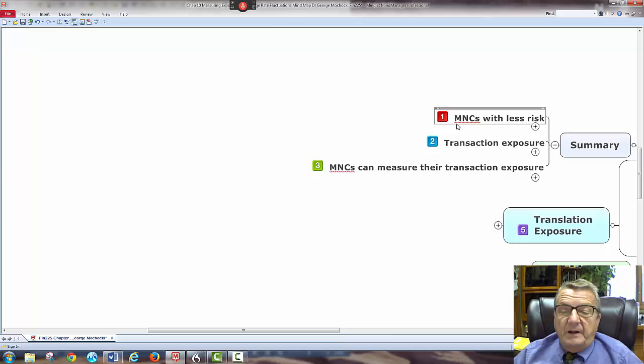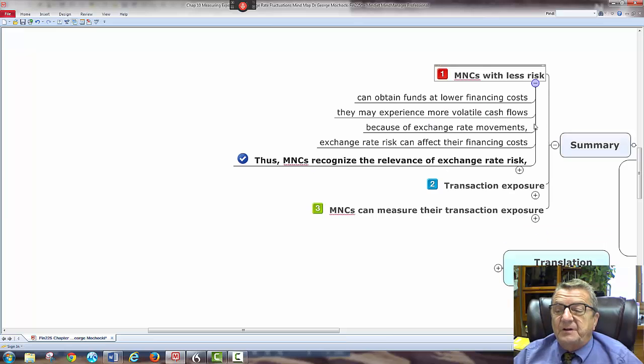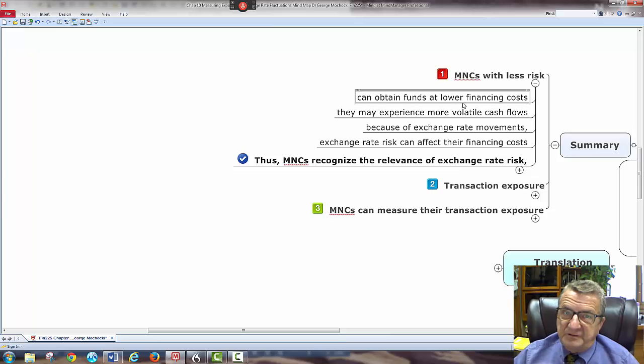Here's a summary. Number 1, MNCs with less risk can obtain funds at a lower financing cost, right? Less risk. It's no different. I'm not a credit risk, so I can get a better deal. The higher the credit risk, the higher the risk. It could be economic, it could be competitive, it could be just regional, whatever it is. But the risk is in there. I have to pay a higher cost for doing business in there. They may experience more volatile cash flow because of the exchange rate movements.